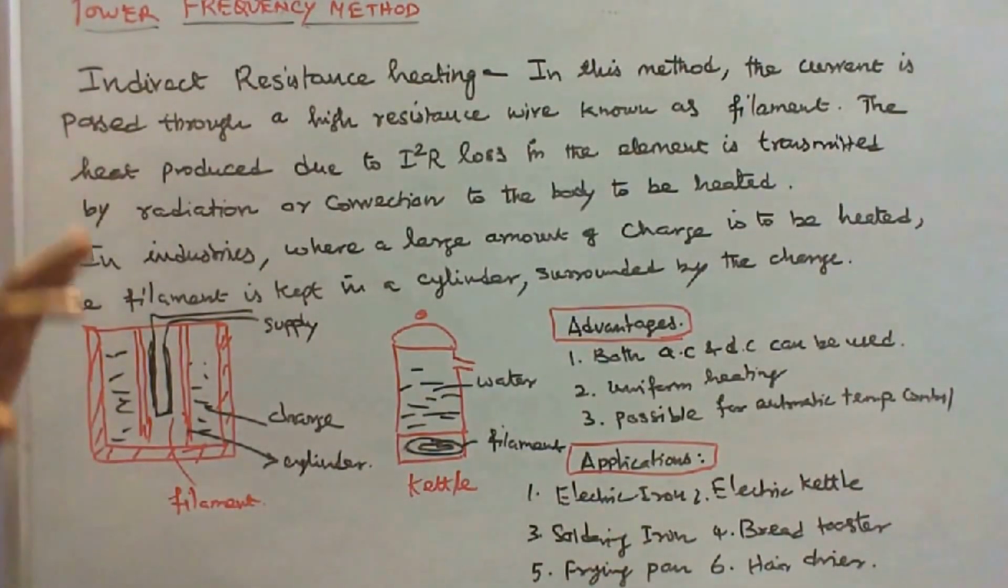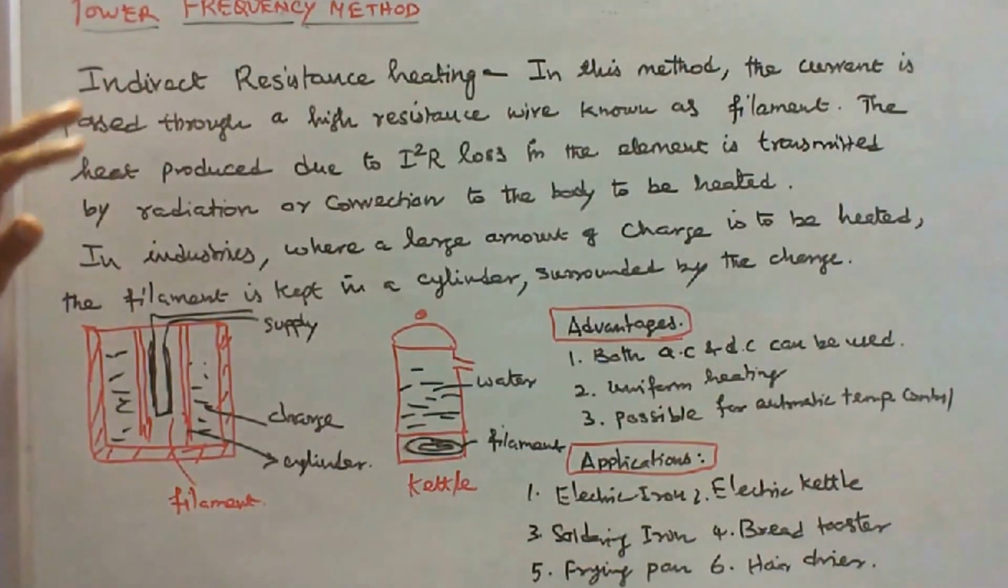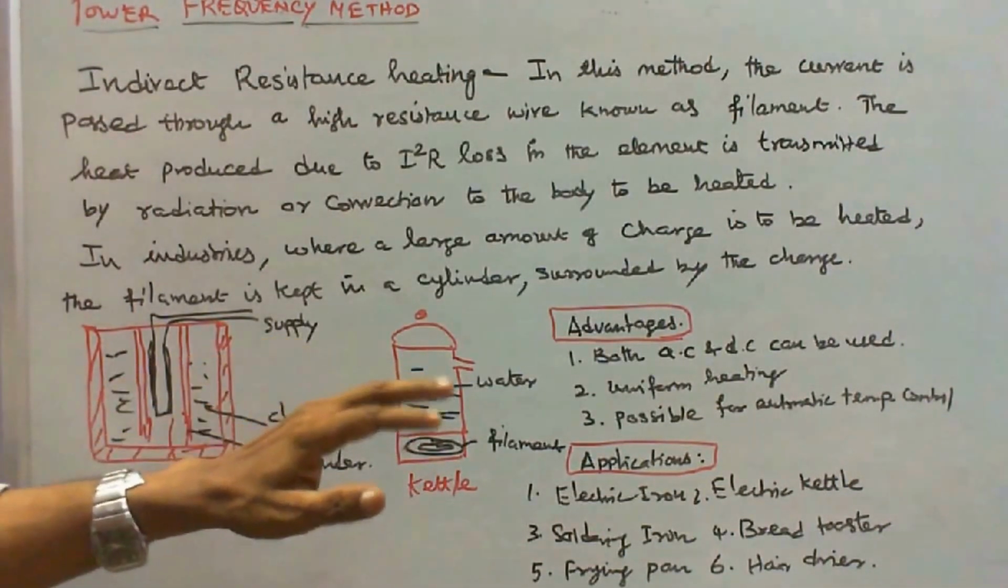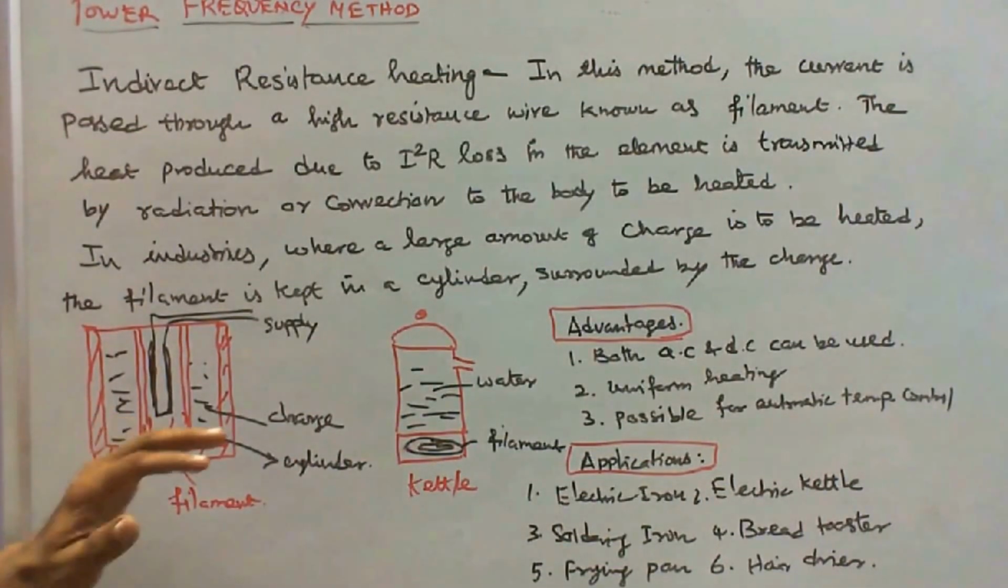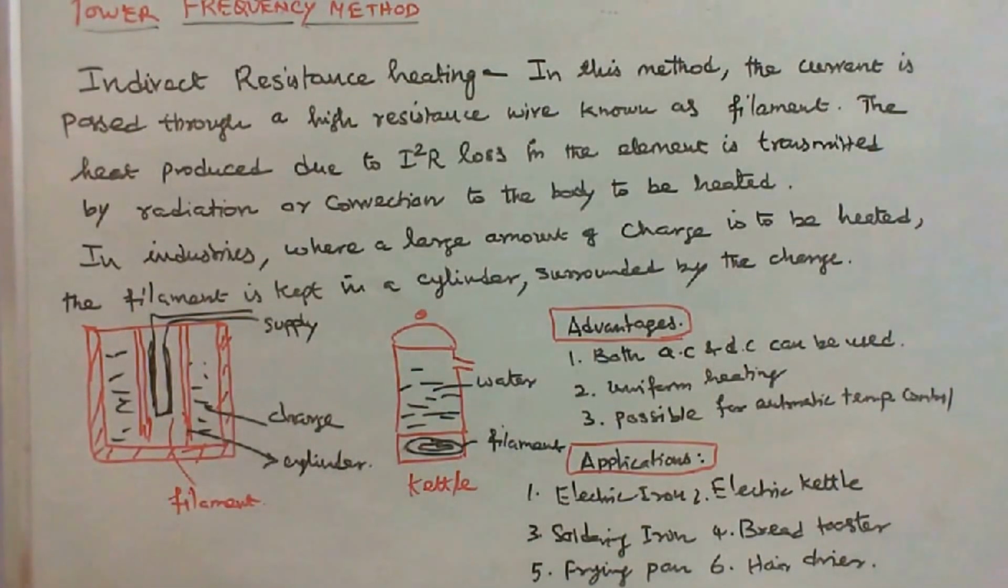The main advantages are that this type of heating is suitable for both AC and DC. We can obtain uniform heating. It is possible to have automatic temperature control. The main applications are electric iron, electric kettle, soldering iron, bread toaster, frying pan, and hair dryer.